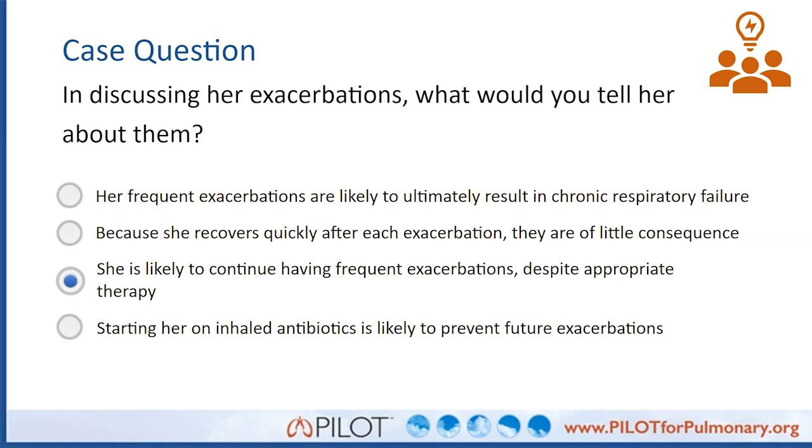Frequent exacerbations, luckily, rarely result in chronic respiratory failure. In fact, chronic respiratory failure is generally uncommon in patients with bronchiectasis, although certainly it can happen. Of course, even though she recovers after each exacerbation, they are of significant consequence to her. So B is incorrect. And unfortunately, D is incorrect, as starting her on inhaled antibiotics is not necessarily going to prevent future exacerbations. Unfortunately, most clinical trials of inhaled antibiotics have failed to show statistically and clinically significant decreases in exacerbations.